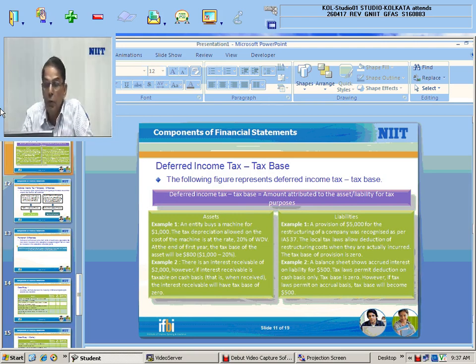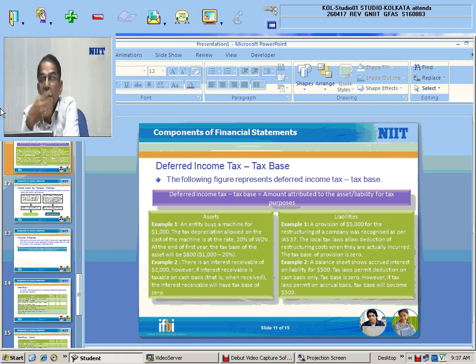Tax base is the amount attributed to the asset or liability for tax purposes. Please understand. And deferred income tax due to temporary difference is calculated as follows: temporary difference is the carrying value of the asset or liability minus the tax base. So deferred income tax is calculated by multiplying the temporary difference with the tax rate applicable. Example. Let's take the case of an asset.